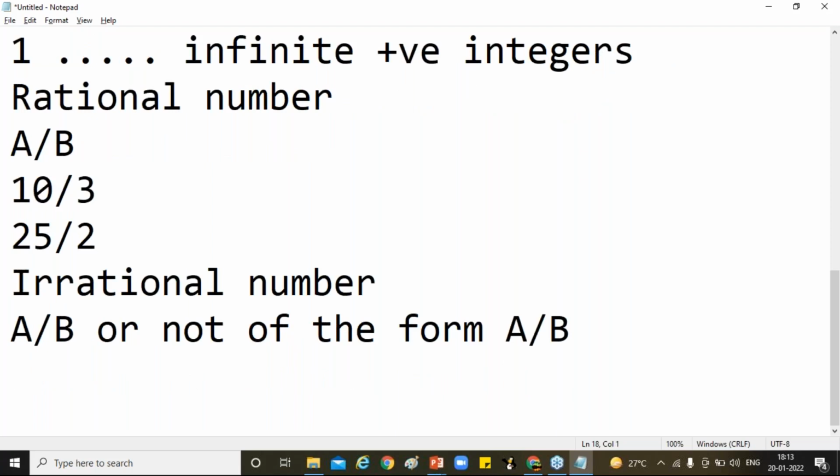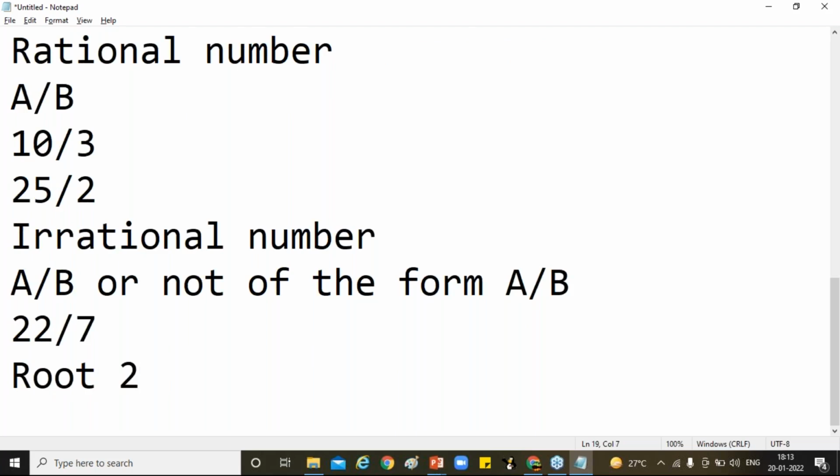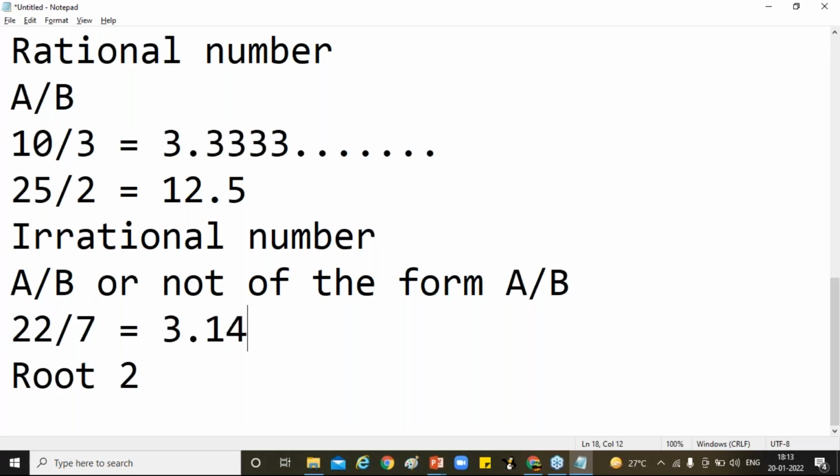Please understand what the difference is. 22 by 7, root 2. There is a minute difference. 10 by 3, what is the value? 3.333 and so on. We consider it as 3.33, but it is not the exact value of 10 by 3. The exact value of 10 by 3 is 3.33 and so on. 25 by 2 is 12.5, exactly 12.5. But if you take 22 by 7, 3.1468 and so on. And root 2 has value 1.414 and so on.